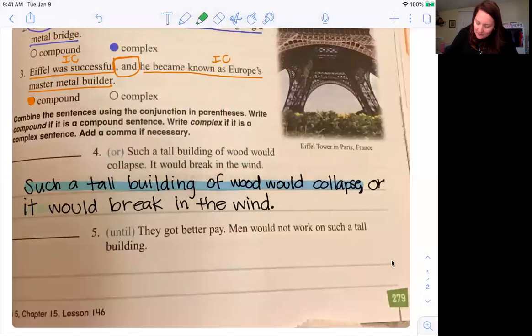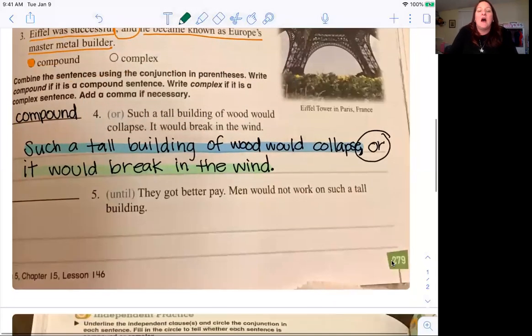What if we have it would break in the wind? Is that a complete thought? Sure is. And it's joined by our subordinating conjunction or. So if I have an independent clause joined with a subordinating conjunction to another independent clause, do I have a compound or a complex sentence? I have a compound sentence. So I'm going to write compound in the blank. Okay, let's do one last one together and then you get to try some on your own.